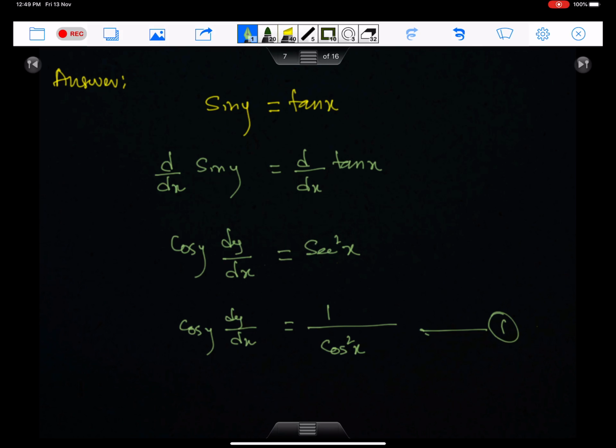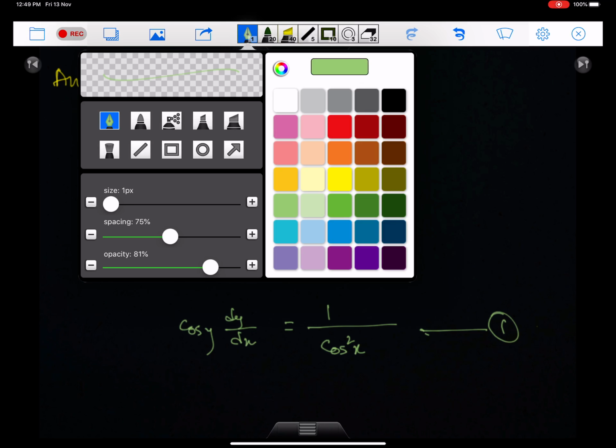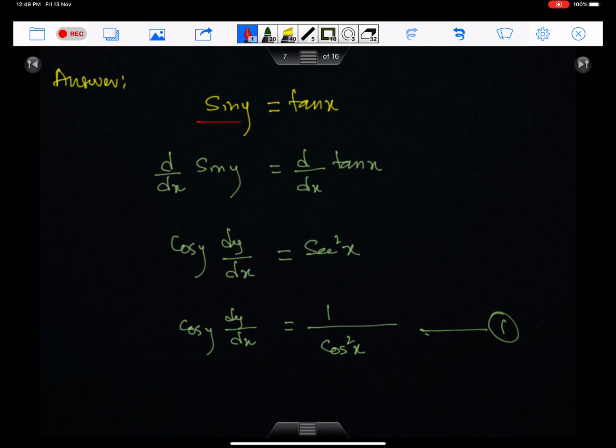So this left side is implicit, this is explicit. So whenever we differentiate implicit, we multiply the differential by dy upon dx. And this is explicit, so its differential is simple. The differential of tan is sec square x. Now we can write sec square x as 1 upon cos square x, say equation number 1.